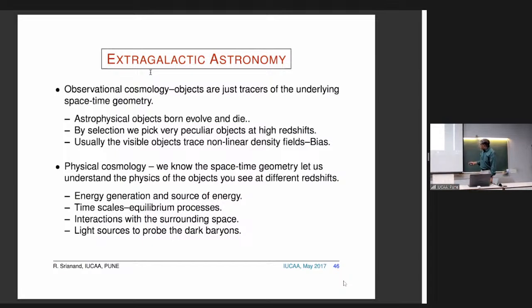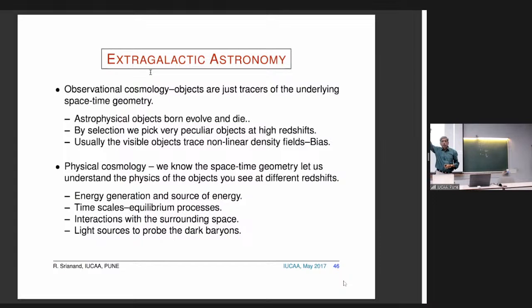So light sources probe gas and baryons, in the sense that light is the only thing we can detect. We cannot detect anything else. So if you have matter that unfortunately doesn't emit any light, then you will never discover it. This is a famous joke, no? This is what everybody tells whenever they talk about such a thing. You would have heard it also.